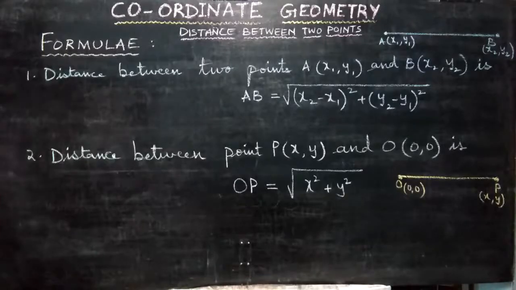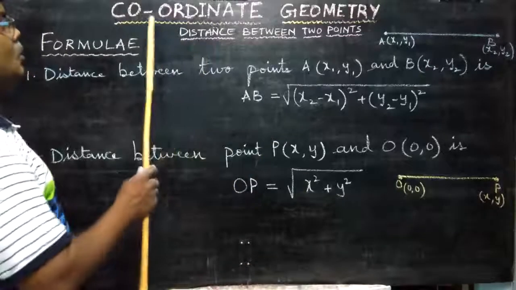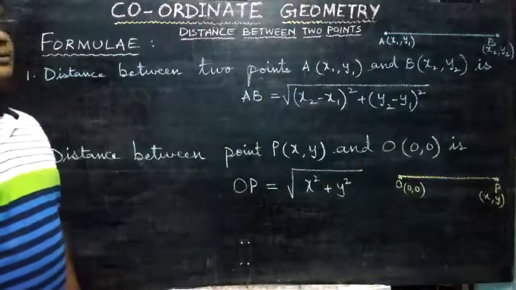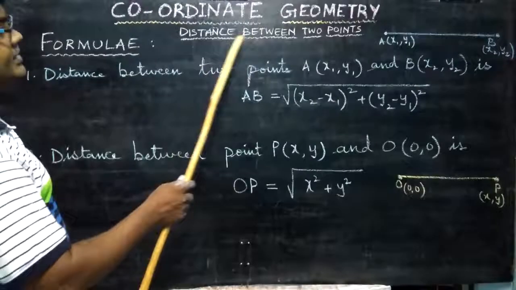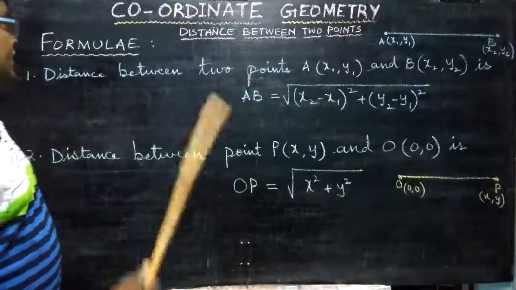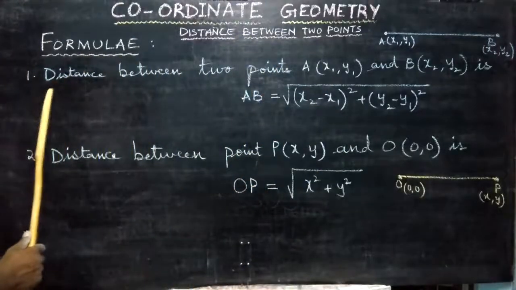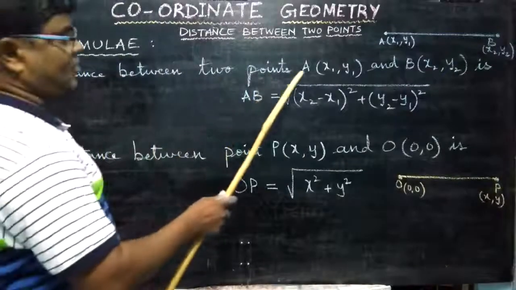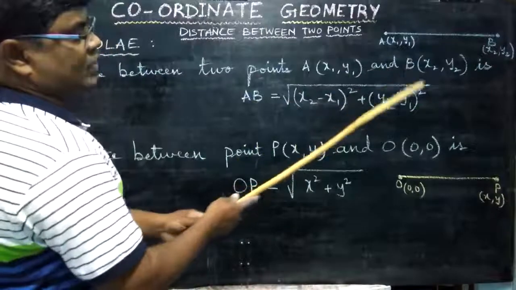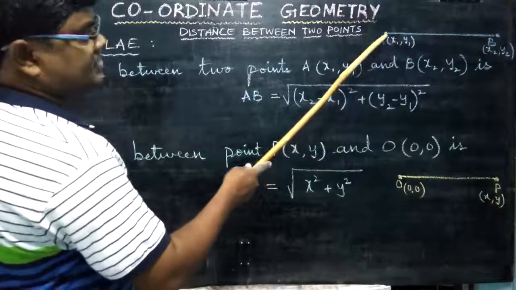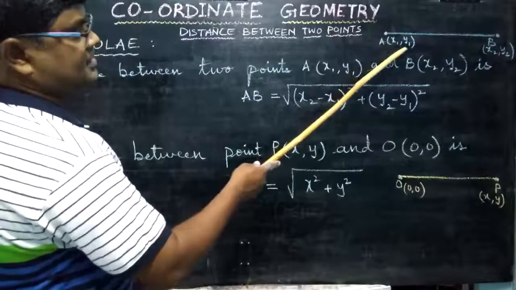Hi students, today we are going to start a new chapter, coordinate geometry. In this coordinate geometry we are going to deal with distance between 2 points formulae. First one, distance between 2 points. What are those points? A (x1, y1) and B (x2, y2). We see in graphs, ordered pairs x comma y.